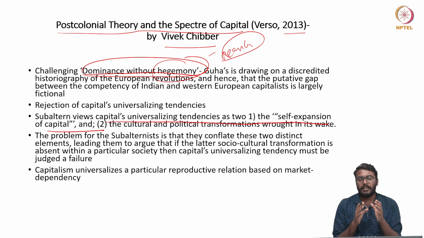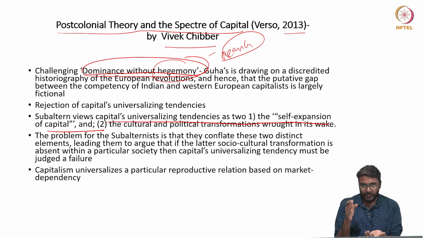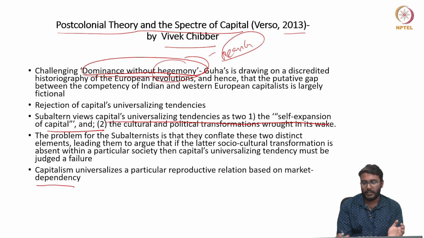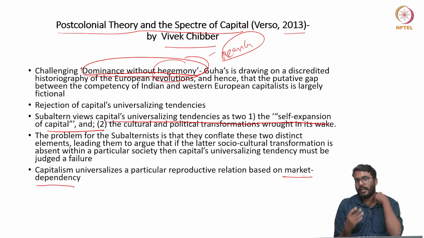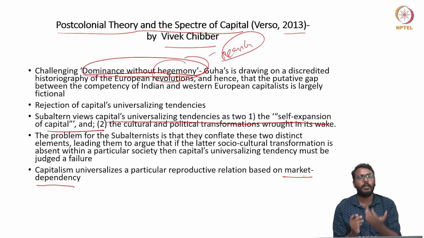Vivek Chibber says the subaltern studies scholars misrecognized the universalizing tendency of capitalism. He says democracy is not an intrinsic universalizing factor of capitalism. So subaltern studies equates the success of democracy with the success of the universalization of capitalism. Vivek Chibber says it is not. He says capitalism universalizes only a particular reproductive relation based on market dependency. And he says India is as market dependent as, let's say, Los Angeles or Nairobi or London is.